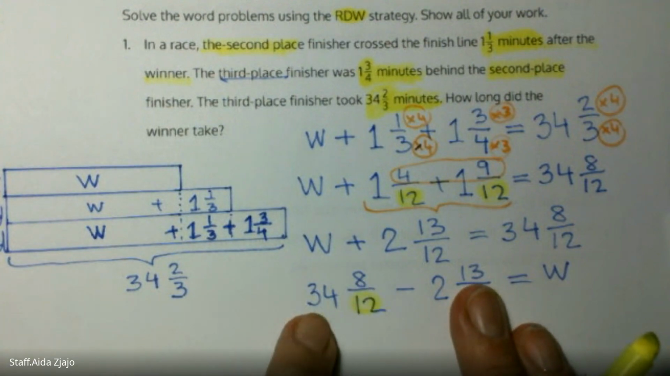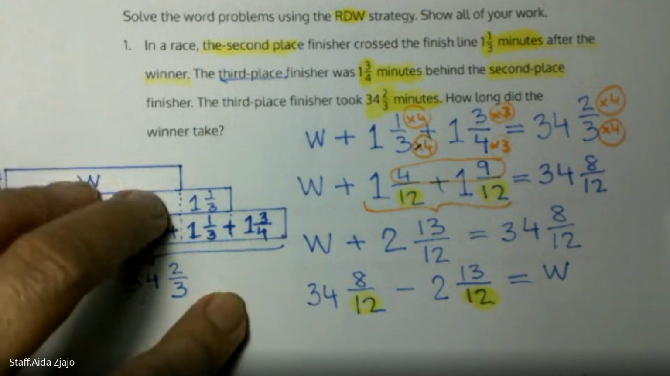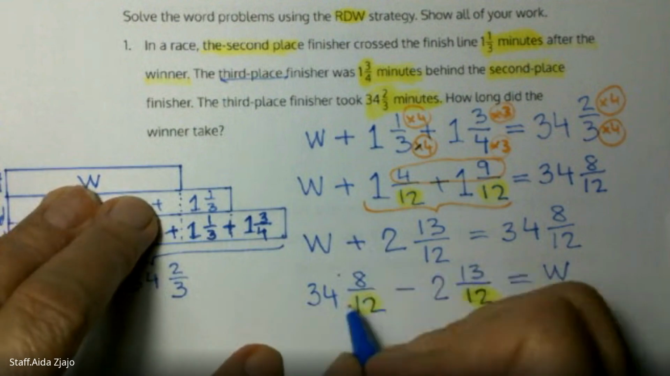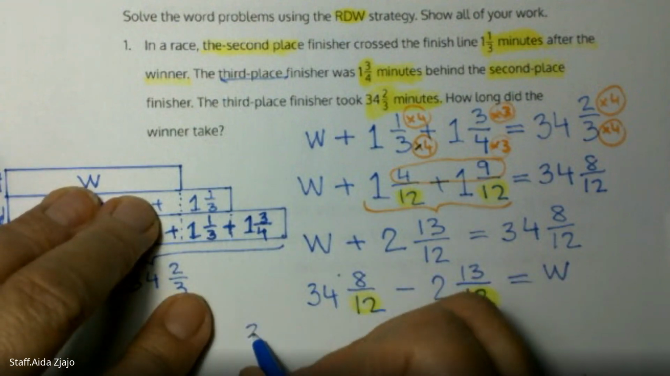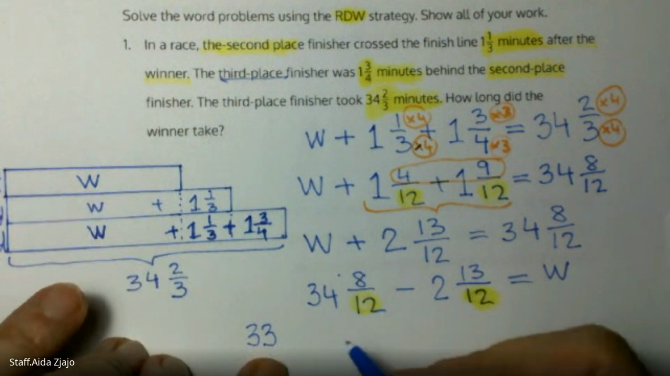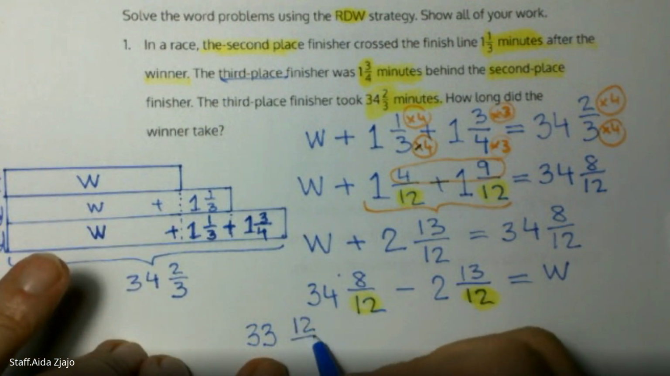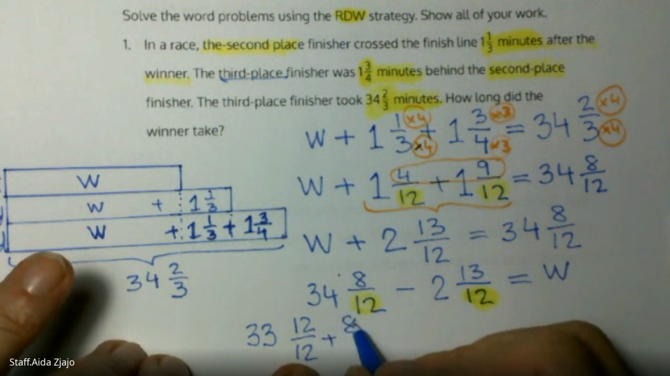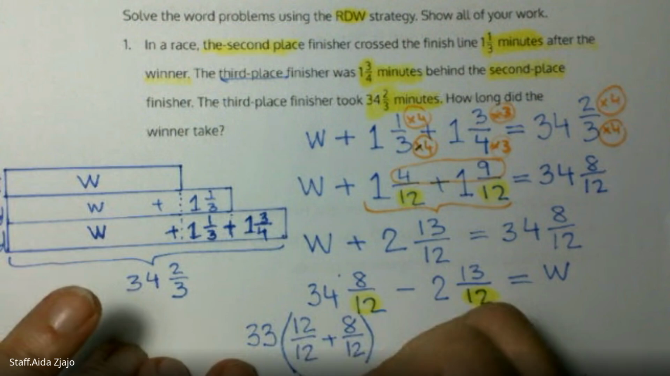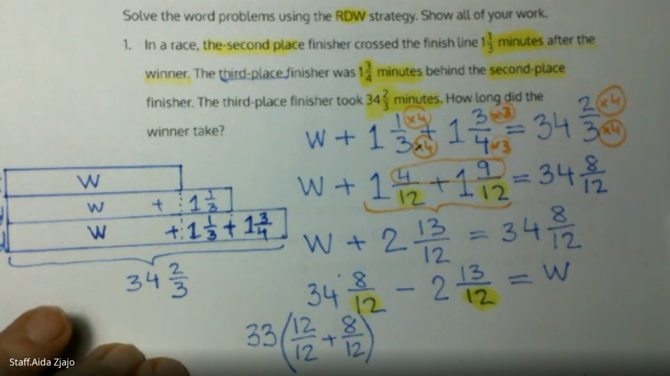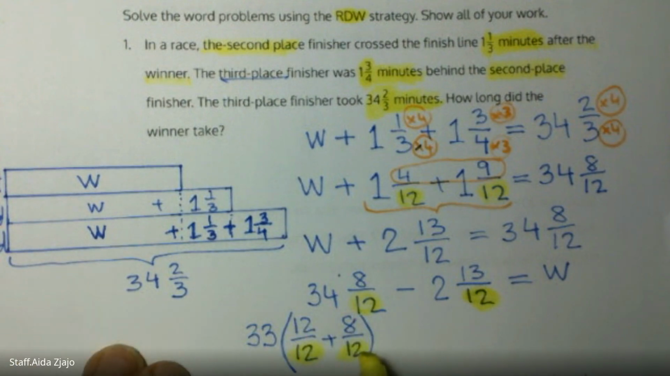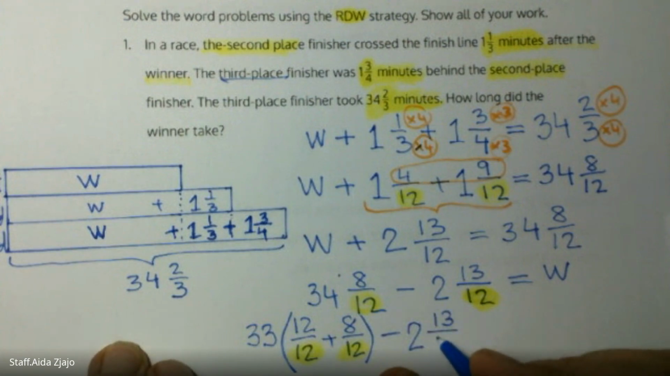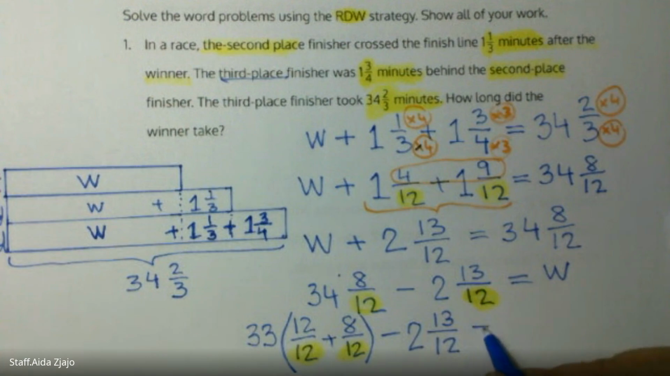But you have wholes here, so we're going to regroup 1 whole, and we will make 33 wholes. 1 whole will become 12/12 plus the 8/12 that we had. We will make more parts now. Now we have 20. 12 plus 8 is 20 pieces. And then we can give away 2 wholes and 13/12 to find what W is.